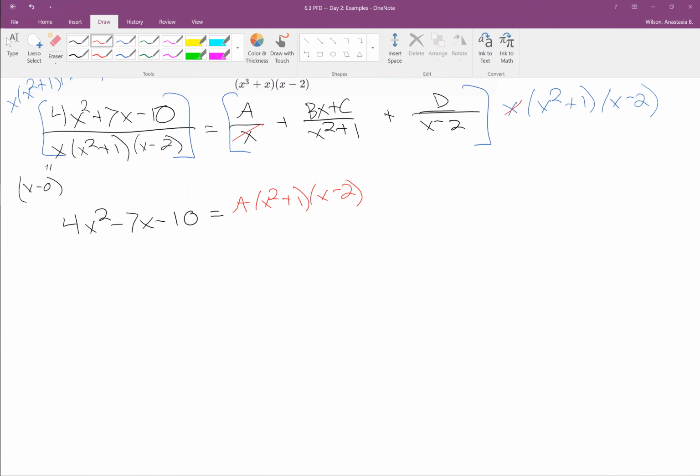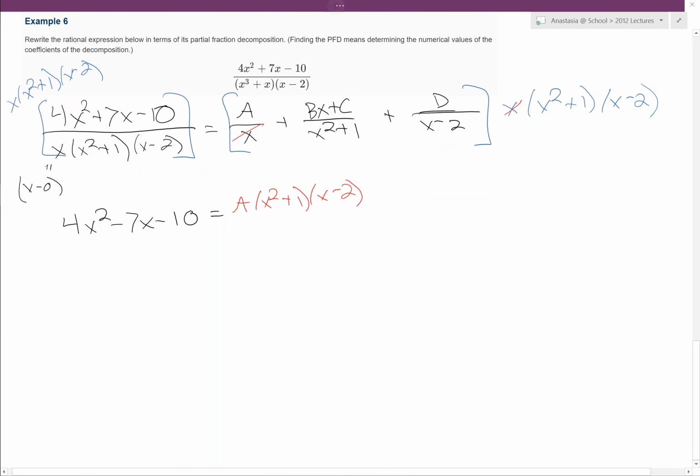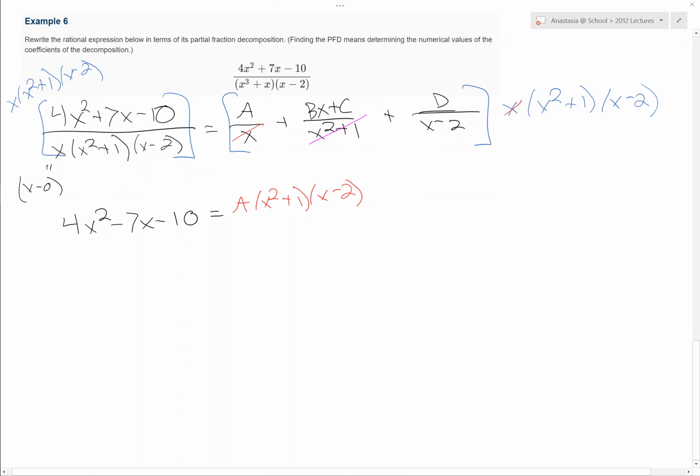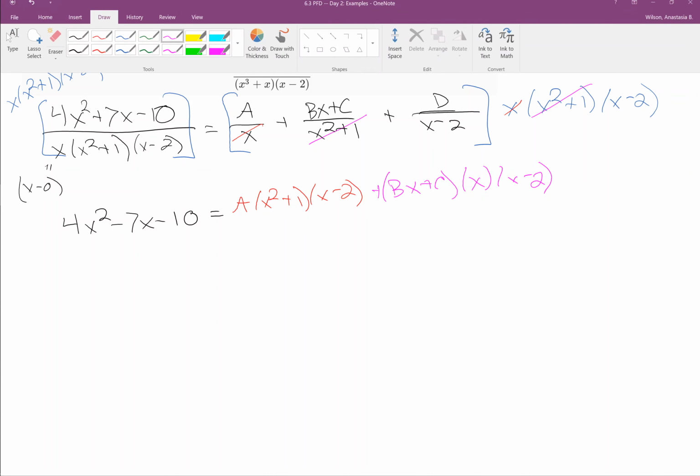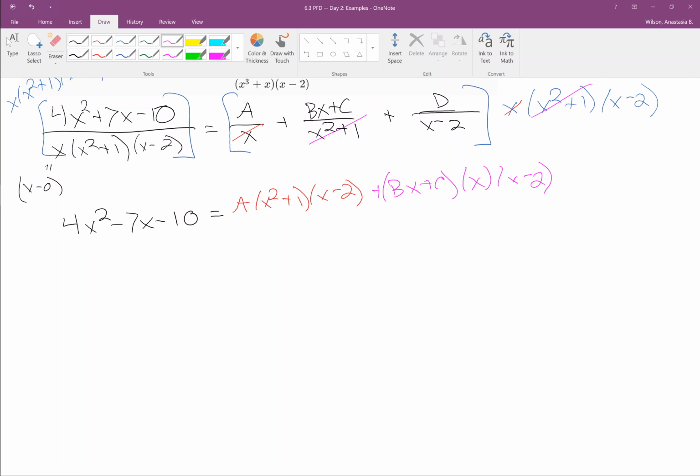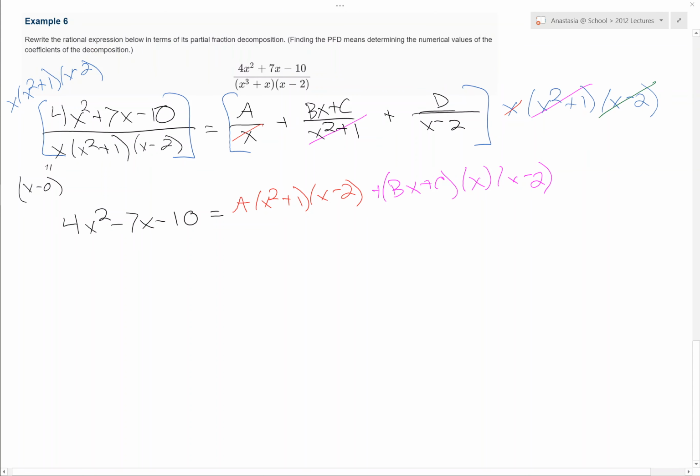With the second term, we are going to have the x squared plus 1 cancel, so we will end up with Bx plus C all times x minus 2. And then last, we have the x minus 2 cancel, so we're going to end up with D times x squared plus 1.